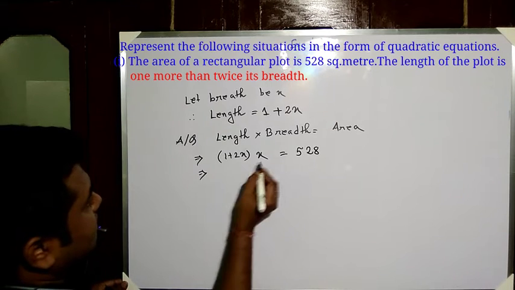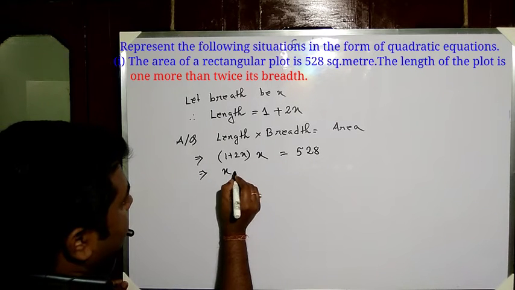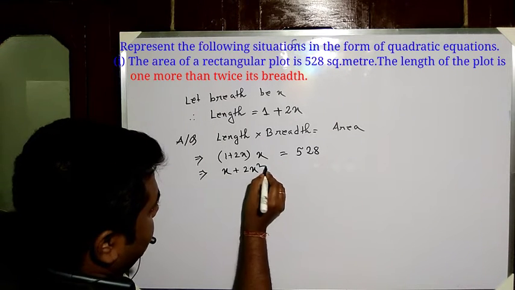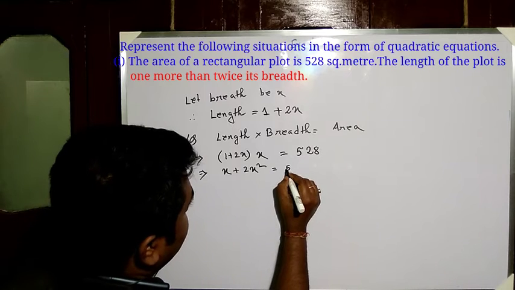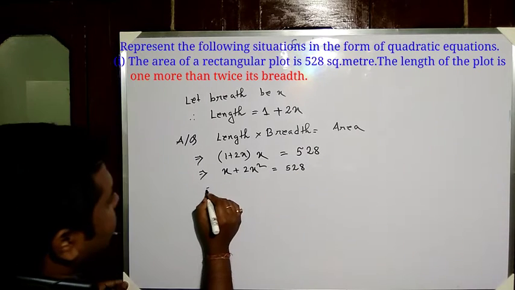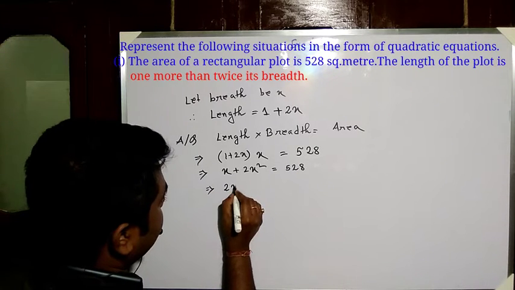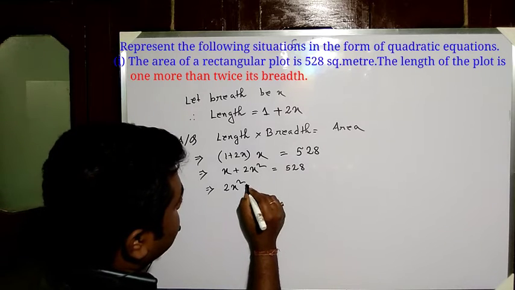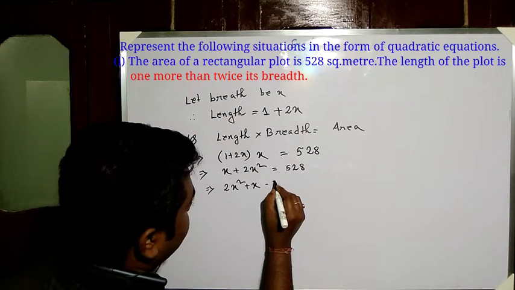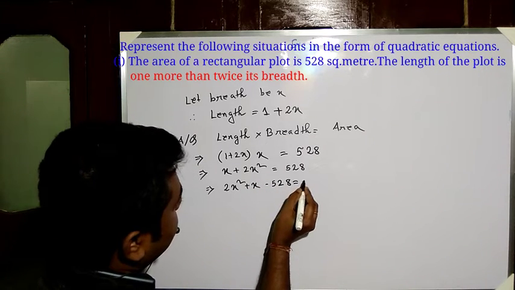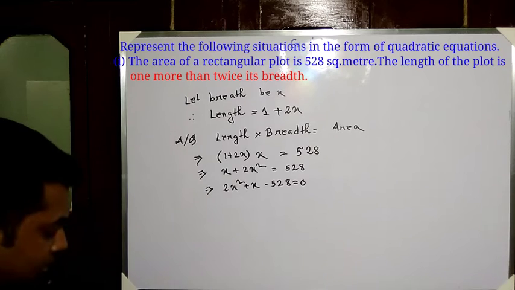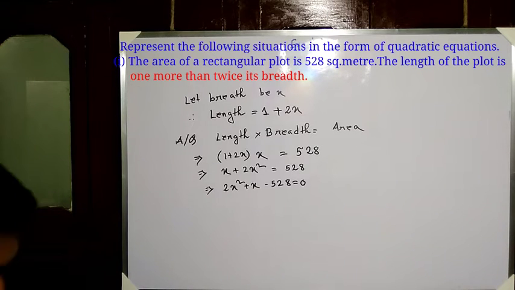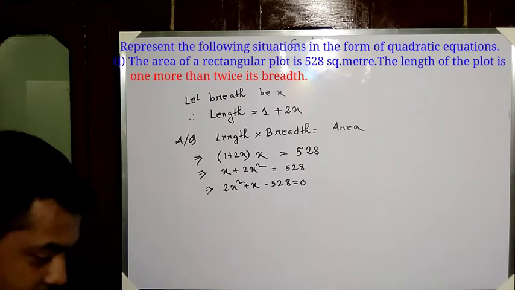Very easy, just multiply it. x plus 2x square equals 528. Now arrange it. So 2x square plus x minus 528 equals 0. This is the equation of this given expression. Okay.